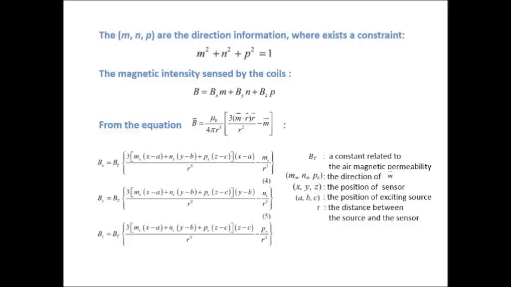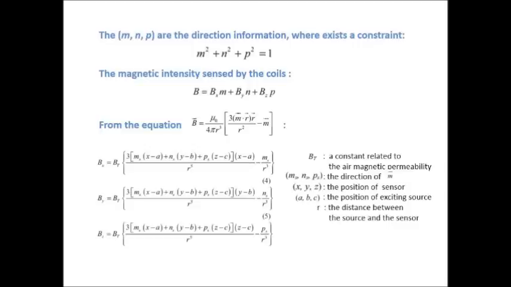The magnetic intensity sensed by the coils can be represented as B equals the x component of B times m, the y component of B times n, and the z component of B times p. From that equation, you can derive the equations of the different components of B by the following equations. Using these equations, assume that B subscript T is a constant related to the air magnetic permeability, whereas m subscript S, n subscript S, p subscript S is the direction of m.